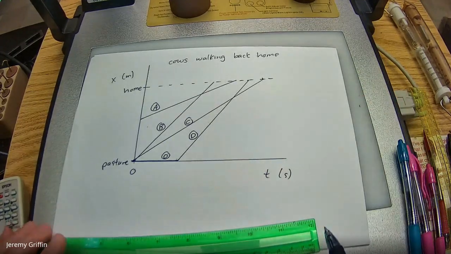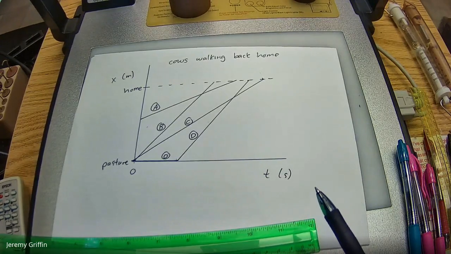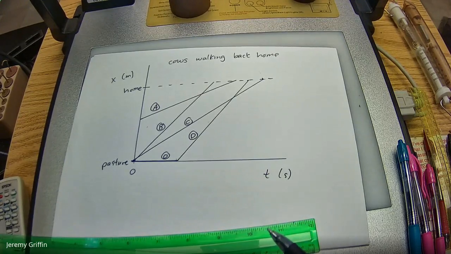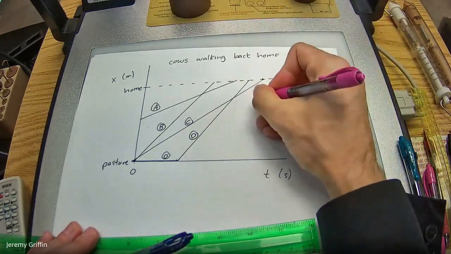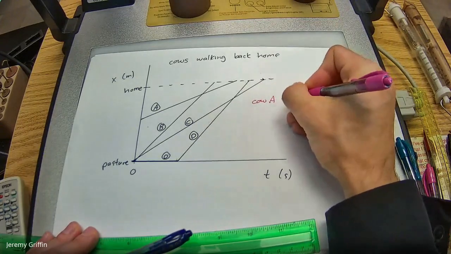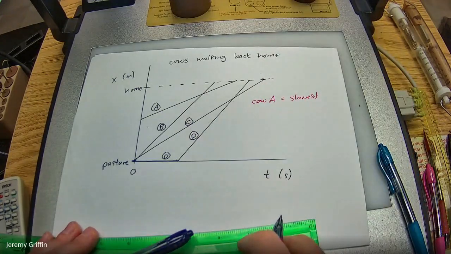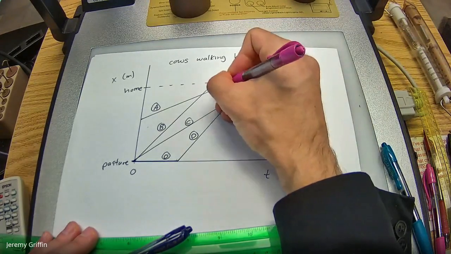Okay. Which cow is traveling the slowest? Who's the slowest cow? And it's not cow C. And it's not cow D. Cow A. You guys see that cow A is the slowest cow? Cow A is the slowest cow. How'd you know cow A was the slowest? Slope was wider. Yeah, that's a real shallow slope, isn't it?